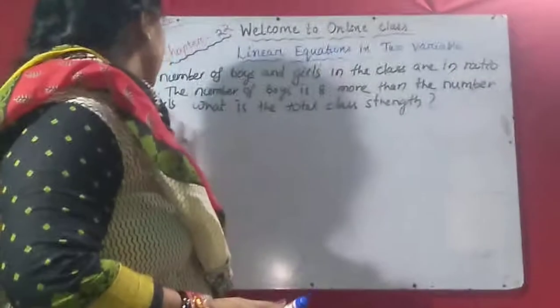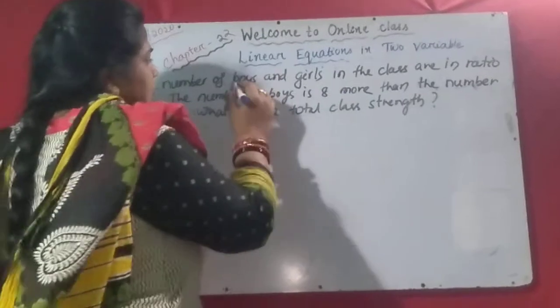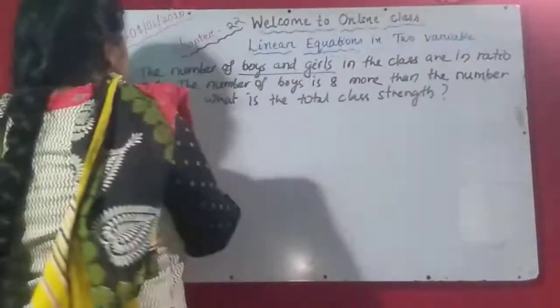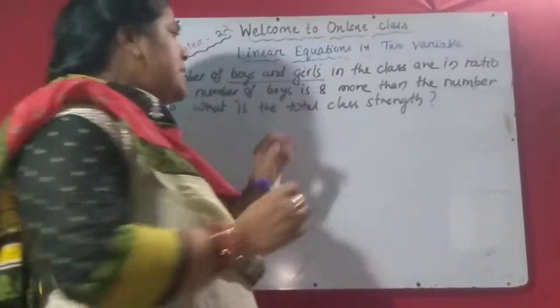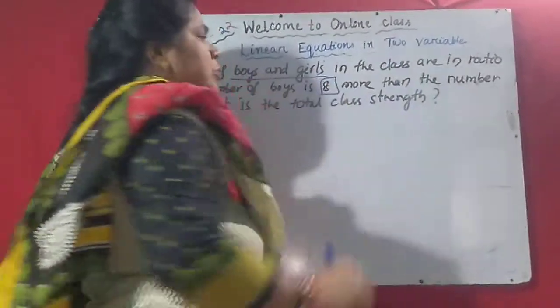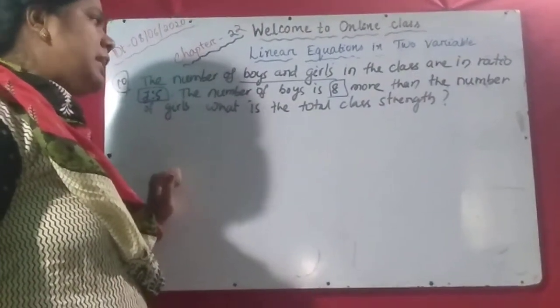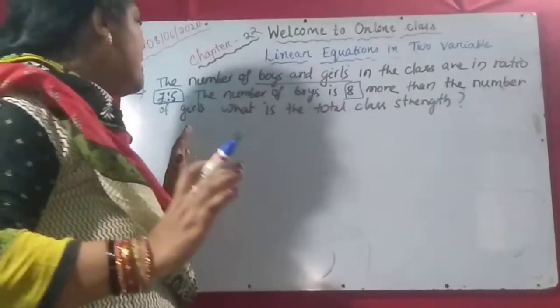So next, the 10th question. The number of boys and girls in the class are in the ratio 7:5. The number of boys is 8 more than the number of girls. So what is the total number? Total class strength means the total number of students in the class.